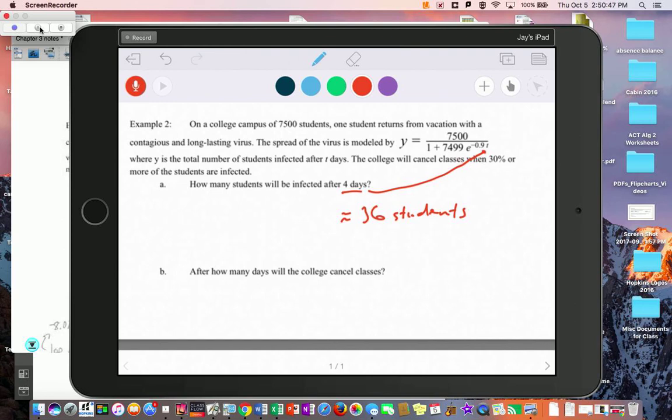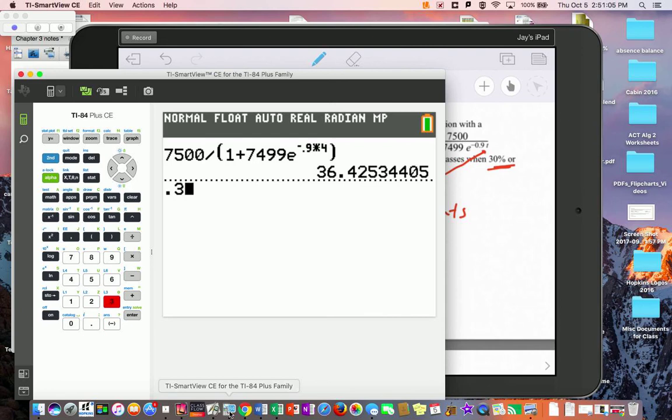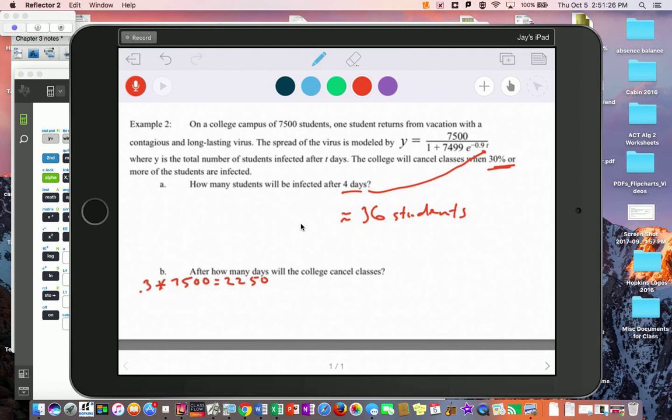So what we're going to do is they said 30% of the students. So first of all, 0.3 times 7,500. So again, if you use your calculator, 0.3 times 7,500 is 2,250 students. So what we need to do is set this equation equal to 2250.